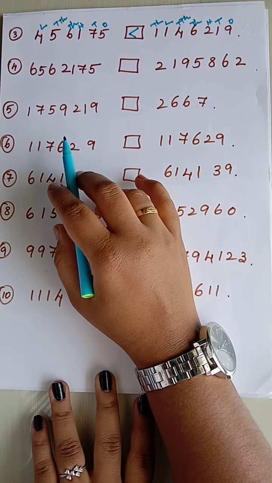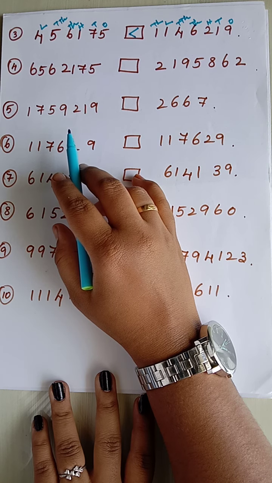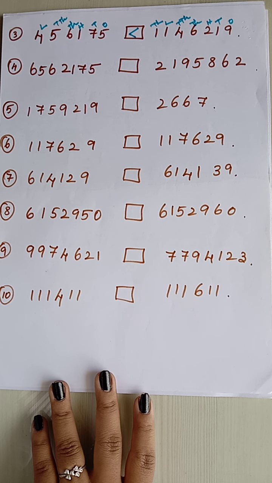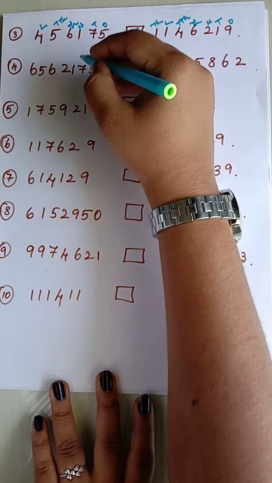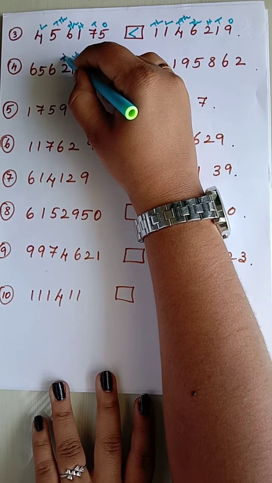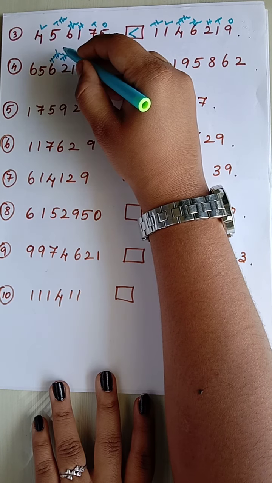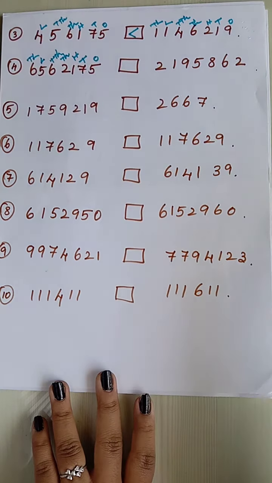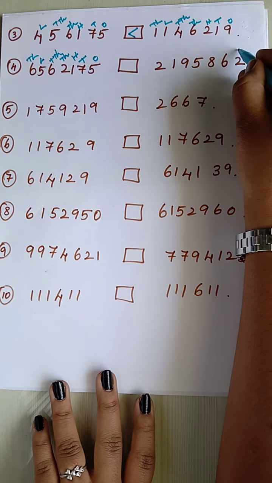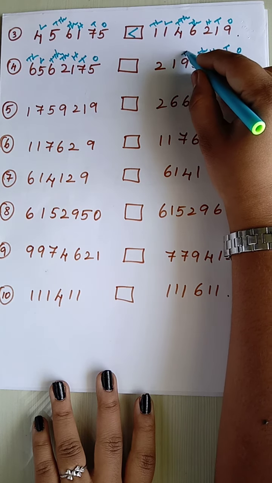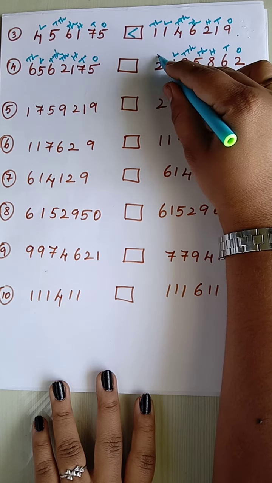Now the second sum: 6562175, then 2195862. The first step is we have to write the place value chart. Here: ones, tens, hundreds, thousand, 10,000, lakh, 10 lakh. This side also: ones, tens, hundreds, thousand, 10,000, lakh, 10 lakh.